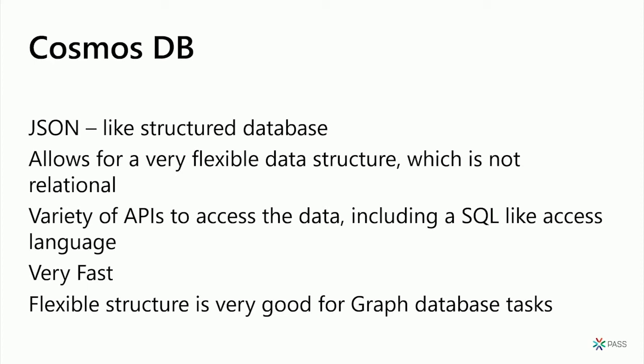Cosmos DB, blazingly fast. It's a JSON-like structured database, so you do have to structure your data with it. The one cool thing about Cosmos, though, is since it's a semi-structured database, it's very flexible when it comes to data structures. So you have the ability to modify the schema practically on the fly. There's a number of varieties that allow you to access the data, including a SQL language. And this database is ideal if you're doing a lot with GraphDB. It is the single best structure for doing graph analysis.